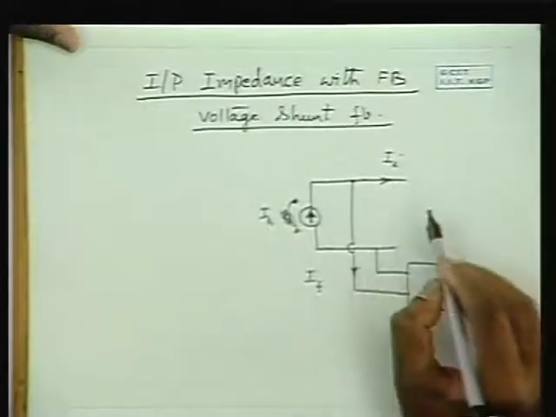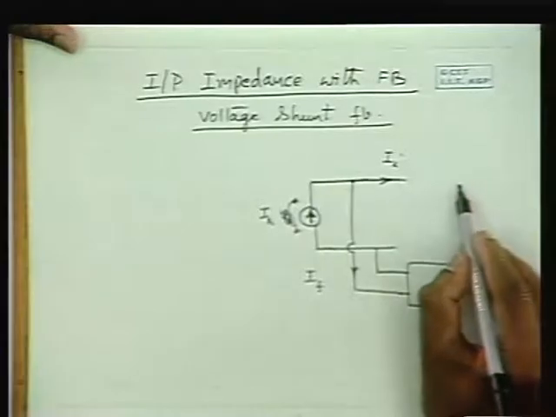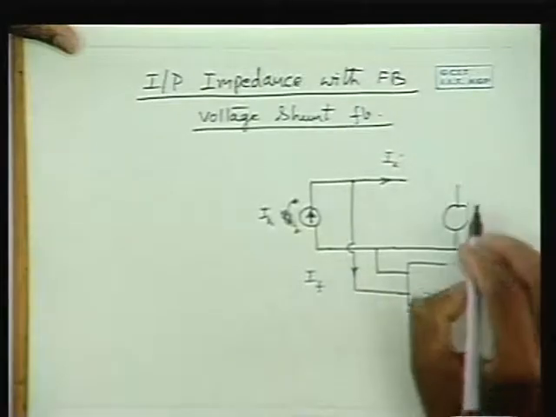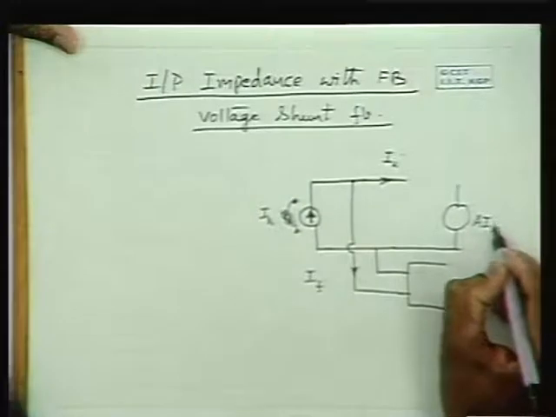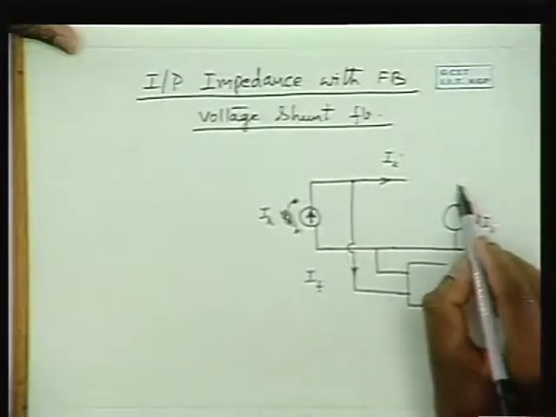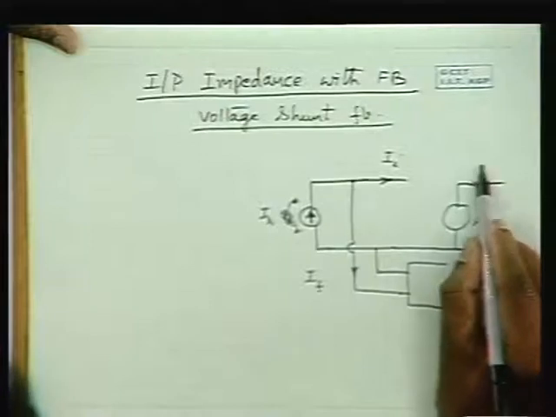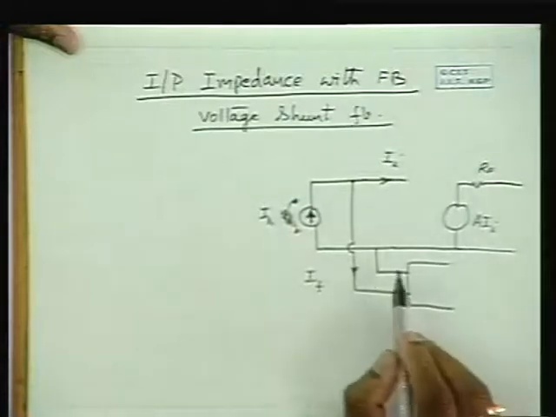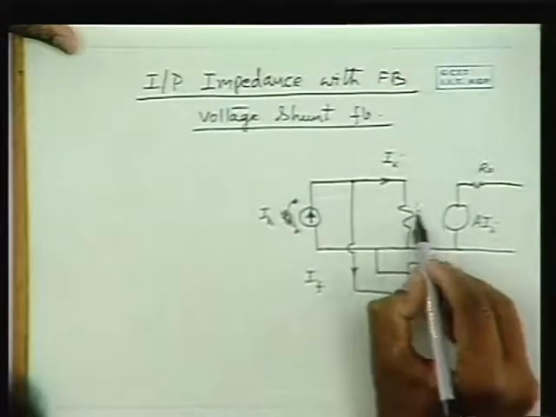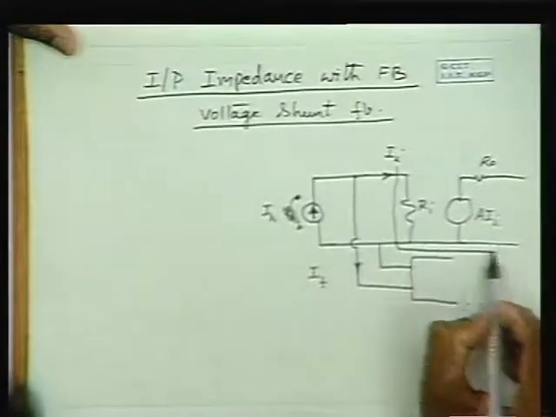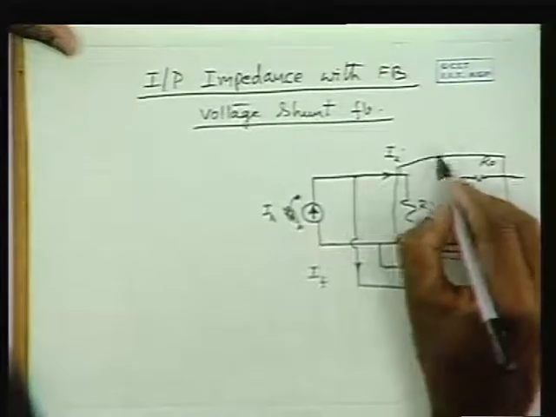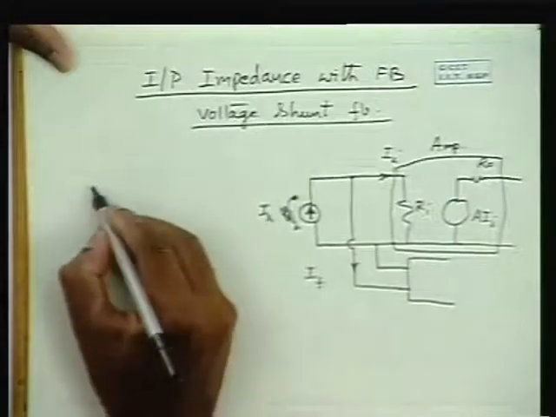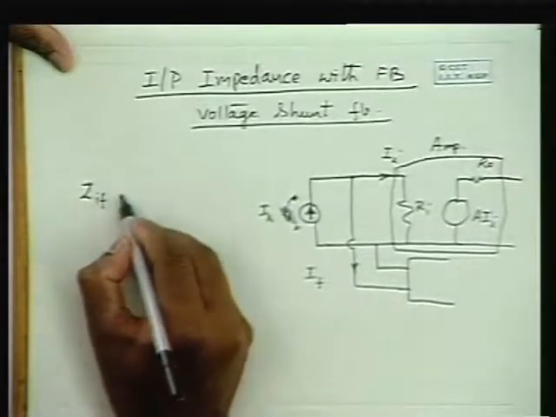Now in the case of voltage shunt feedback, the output signal is a voltage which is proportional to the input current. A Ii is the output, and it flows through an output impedance R naught into the load. I am not showing the rest of the circuit, but it is understandable. Here we have Ri. This is the amplifier without feedback, and the whole is the feedback amplifier.